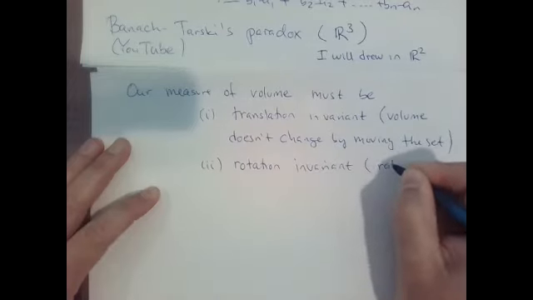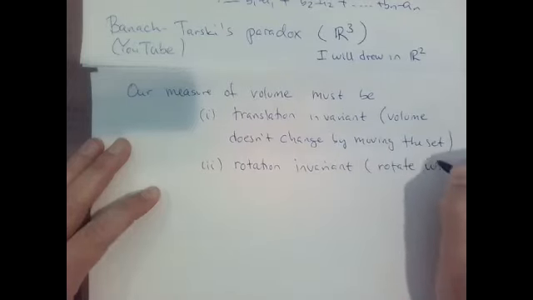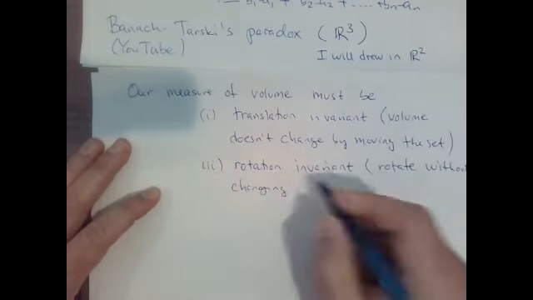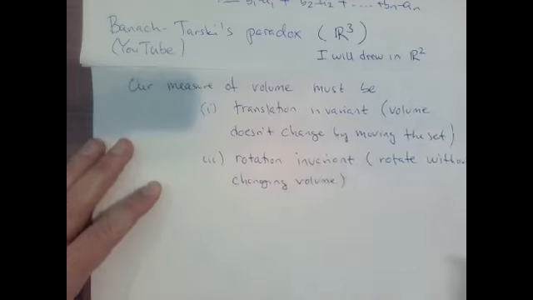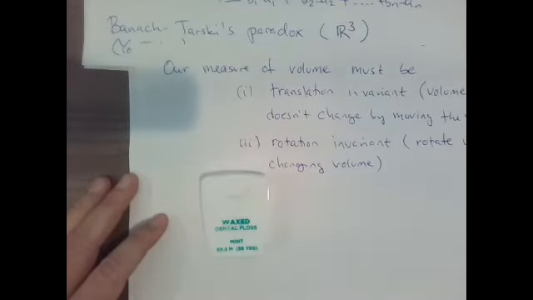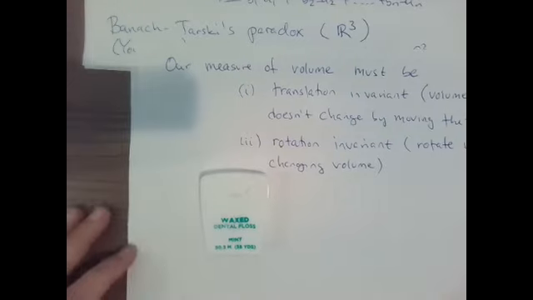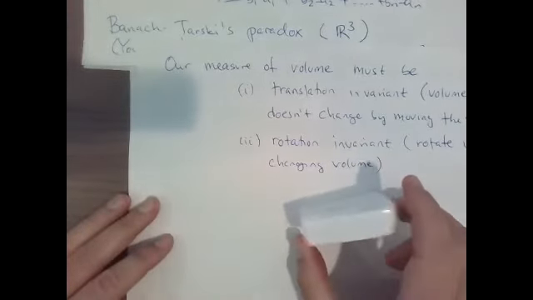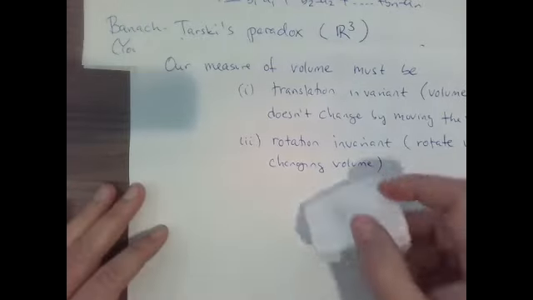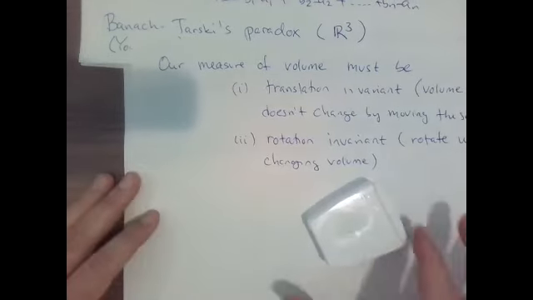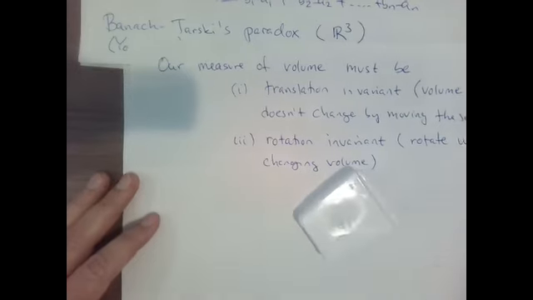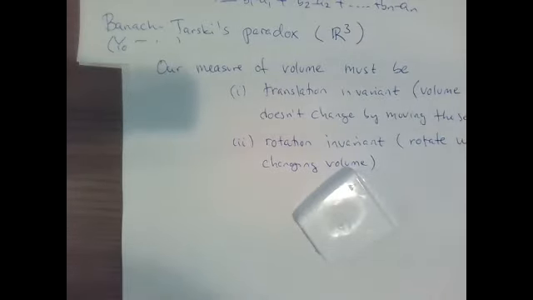So you can rotate without changing volume. So again, I take my dental floss box. I figured out what the volume is, and then what I do is I move it like that. This should not change. I can even flip it upside down. This should not change whatever value or number I have assigned as the dental floss box volume.